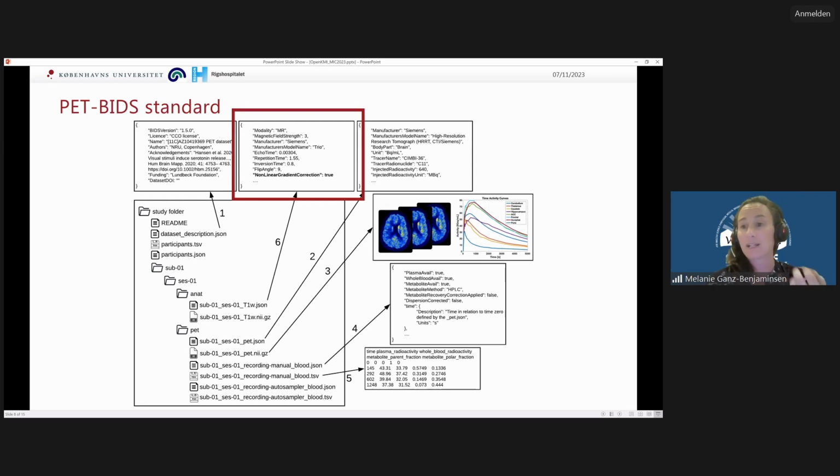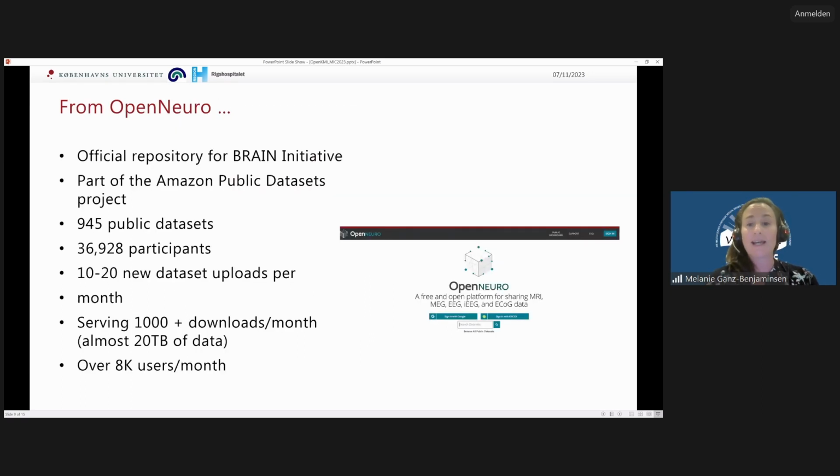So in that sense, the PET-BIDS standard was kind of a condensed and simplified version of how we can share data that can be reused by other PET researchers. And what do we then do with this data? Why do we want to share it somehow? And the standard right now in the neuroimaging community was the OpenNeuro platform.